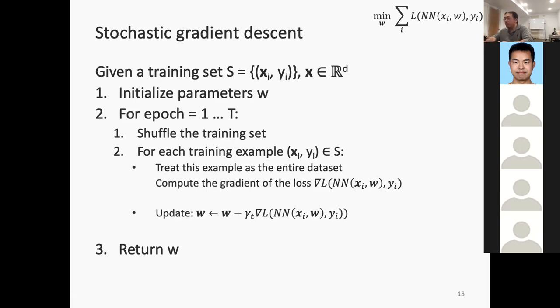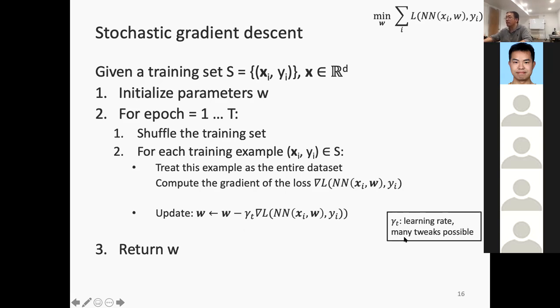Then we update the weights of the neural network by subtracting the stochastic gradient multiplied by some learning rate gamma t, right? So it's the same framework as our stochastic gradient descent for support vector machines, or for the least mean square method, or perceptron. The same thing.